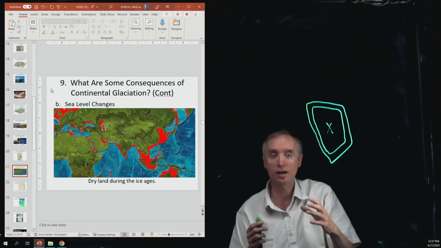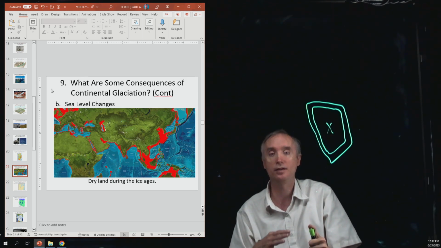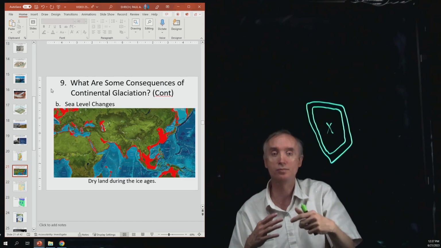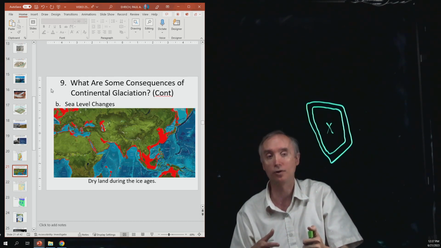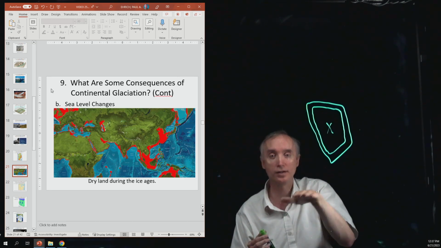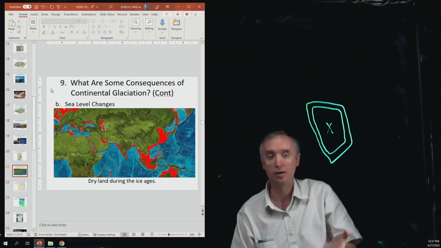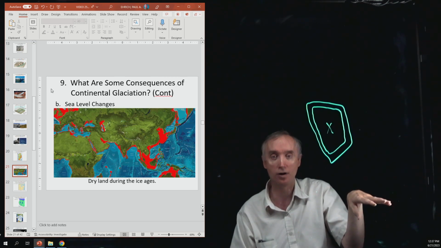Well, one big consequence of this is during the ice ages, when the level of the ocean was lower, it exposed more of the seafloor, and there were actually land bridges that allowed people to go from one place to another. So normally it would be covered by ocean water, but during this time period it was dry land and they were able to walk across.